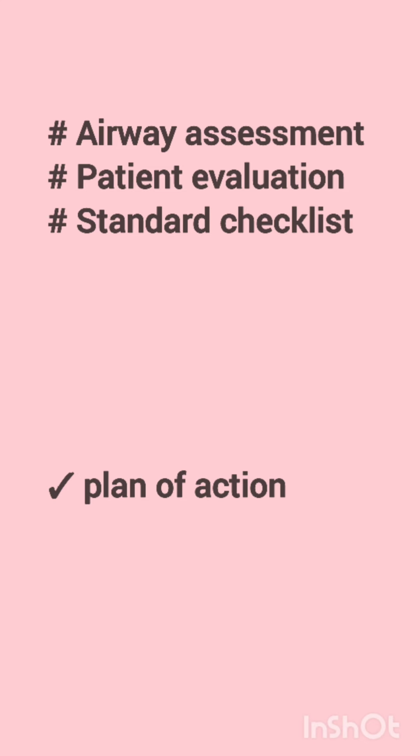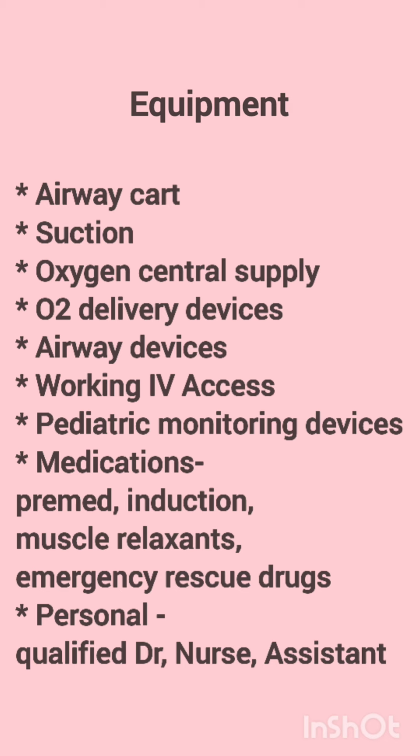Airway assessment and patient evaluation using a standard checklist as per hospital policies is recommended. It helps in formulating the plan of action and minimizes the risks and complications. Before intubating a child, confirm the availability of the following equipment: a suction device, oxygen supply and delivery devices, airway devices, pediatric monitors, medications like the pre-medication, induction agents, paralytic neuromuscular blocking drugs, emergency rescue drugs, IV fluids, a working IV access, and availability of personnel who are assistants, qualified doctors, and nurses.